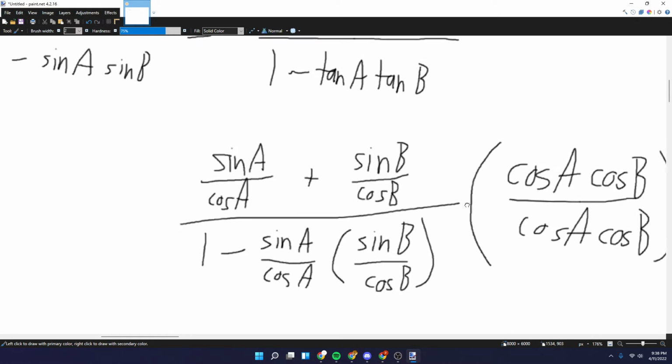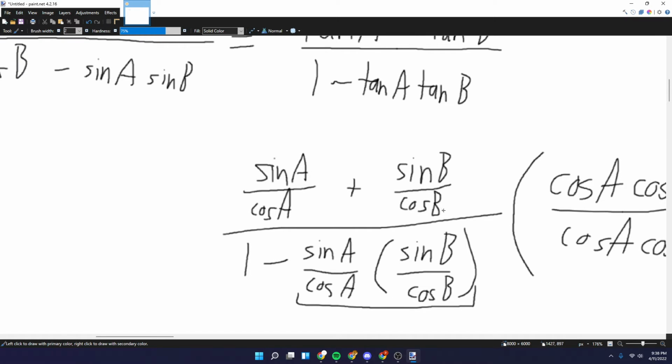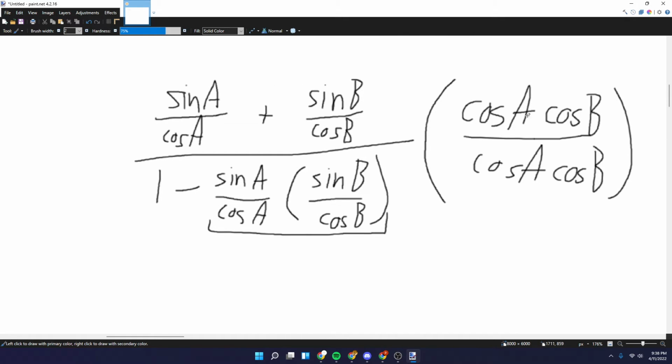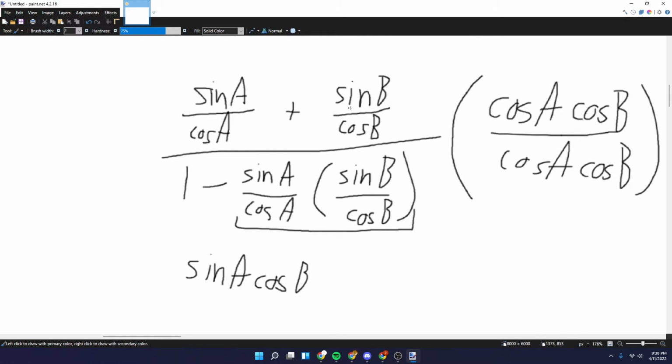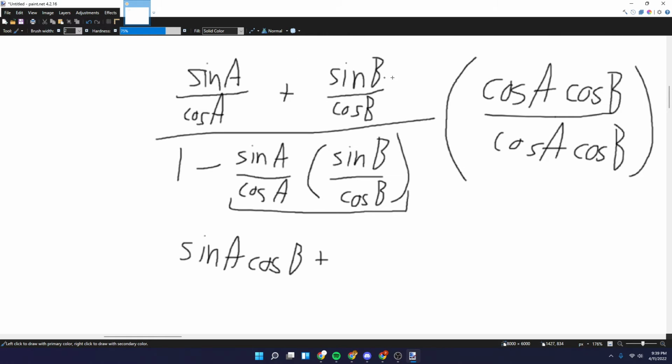Another thing that some people might get confused on is that this is actually one term here. Notice this is tan A tan B, so we have to make sure that this stays together because it's just one term. And so when we distribute this to the top, this cancels out with this, and these two multiply, so you're left with sine A cosine B, and similarly this also cancels out this cosine B on the bottom, so we get plus, then these two get multiplied, so sine B cosine A.